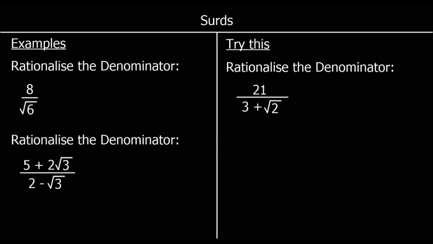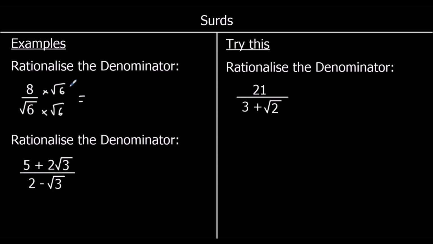Next up, rationalizing the denominator. When we're asked to rationalize the denominator, that means get rid of the surd from the bottom of the fraction. So the first example, 8 over root 6. To get rid of the square root, we can multiply top and bottom by root 6. We multiply top and bottom by the same thing to keep the fraction equivalent.